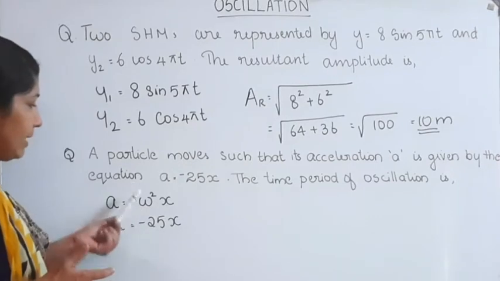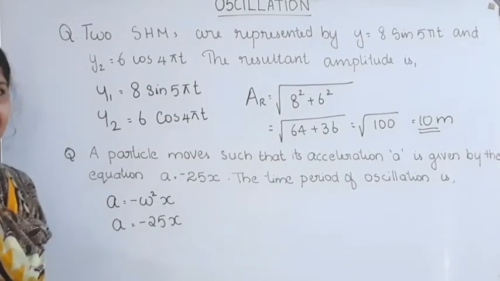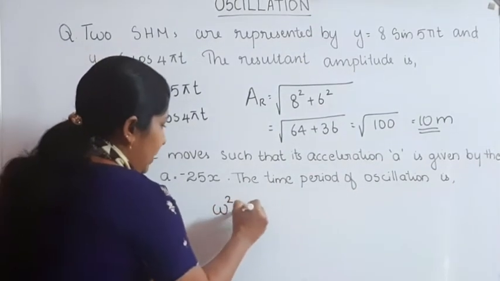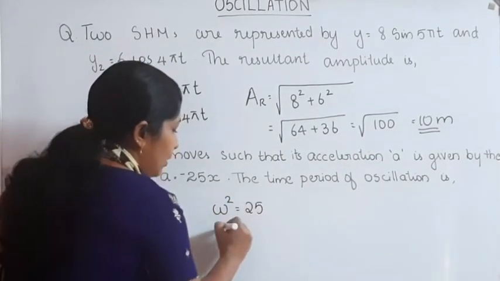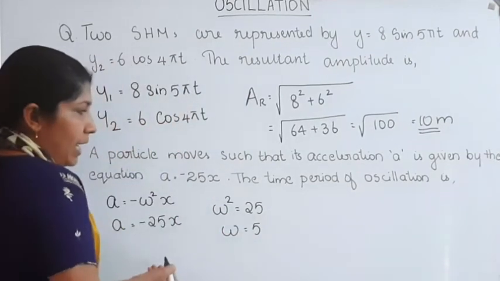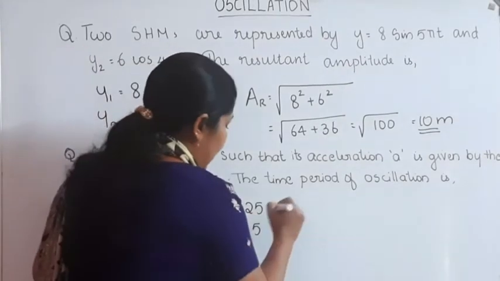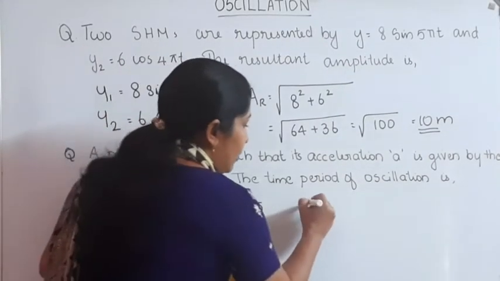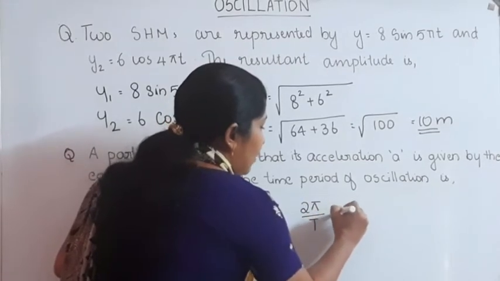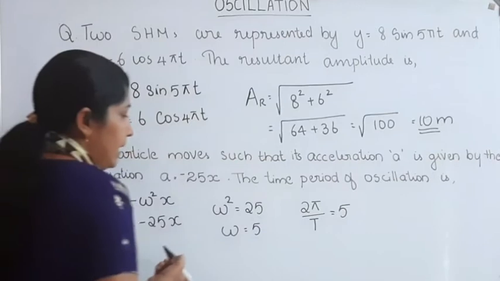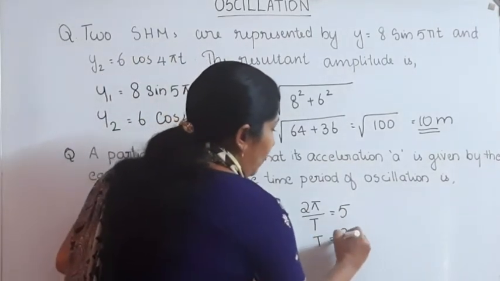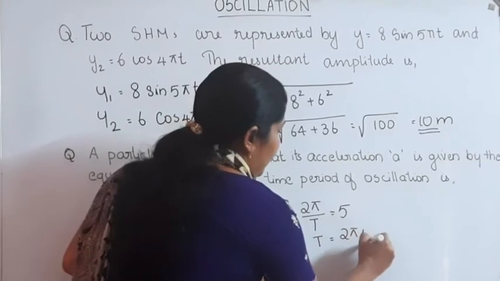Then on comparing these two equations, we can write what about omega square? Omega square is equal to 25. Then omega is equal to 5. What's the equation for omega? The relation between omega and time period is omega is equal to 2 pi by T. That's equal to 5. Then omega T is equal to 2 pi, divided by 5.